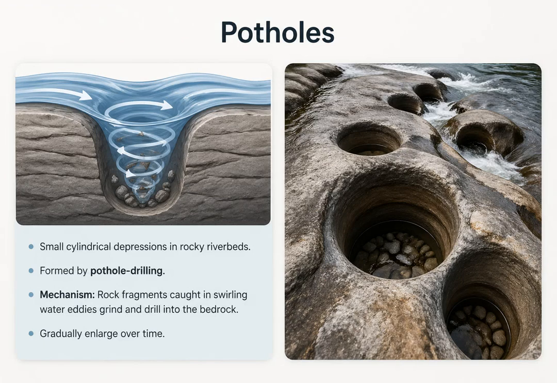Back in the rocky beds of the river valley, you might notice small, perfectly cylindrical depressions. These are called potholes. They are created by a fascinating mechanism called pothole drilling. When small fragments of rock get caught in swirling eddies of water, they start spinning in circles. Like a drill bit, these dancing stones grind down into the solid rock bed, carving out a small hole. As more stones get trapped in the hole, the drilling continues, and the pothole gradually enlarges.